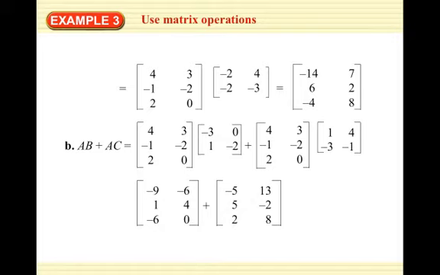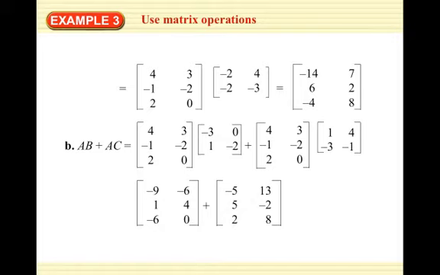2 is negative 2. 2 times 1 is 2, plus 0 times negative 3, that's just going to be 2 plus 0, so 2. 2 times 4 is 8, plus 0 times negative 1 is 0, so 8 plus 0 is 8. So now we just need to add these two together.